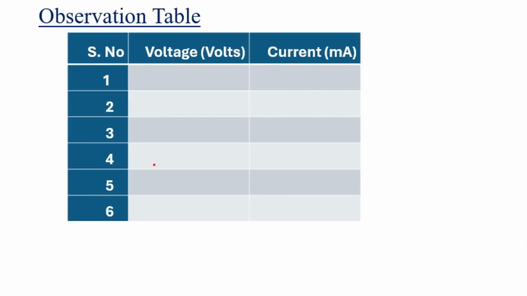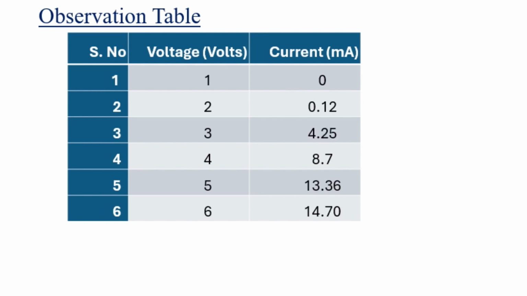Observation table. For different voltages, we note down the corresponding values of current. For 1 volt the current is 0 milliamperes. For 2 volts the current is 0.12 milliamperes. For 3 volts the current is 4.25. Similarly, up to 6 volts the current is 14.70.